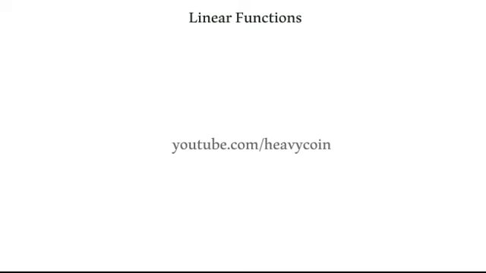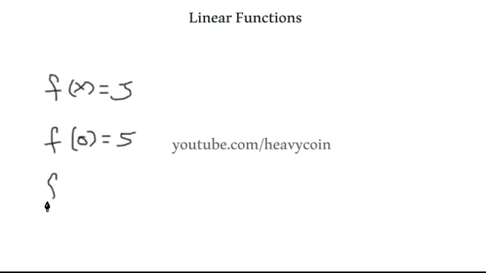This might sound kind of confusing, but if I had f of x is equal to 5, no matter what I plug in here, we still get 5 out. It doesn't matter. You could plug in a -100, and we still get 5 out. It doesn't matter what we plug in for x, we're still going to get a 5 out, which means we have a horizontal line.